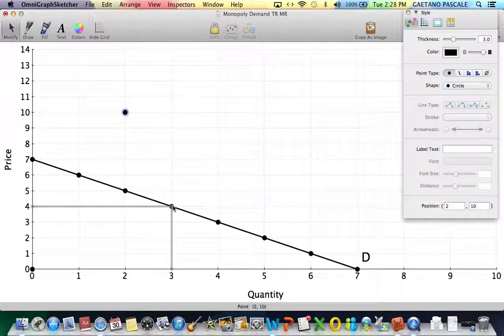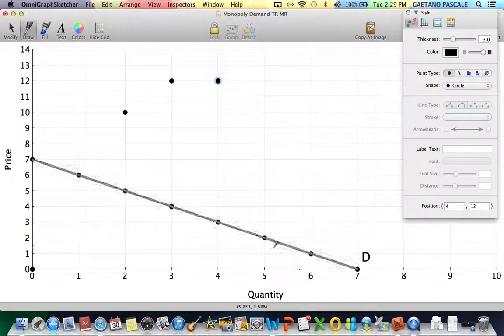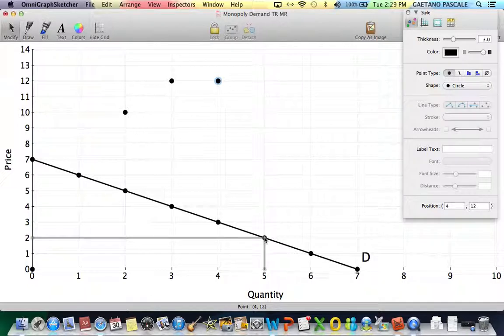And at a price of 4, people want to buy 3. Quantity demanded is equal to 3, so 4 times 3 is equal to 12. And at a price of 3, the quantity demanded is equal to 4. So 3 times 4 is equal to 12, so I can put that point in there. And at a point here where the price is equal to 2, quantity demanded is equal to 5. So 2 times 5 is equal to 10.